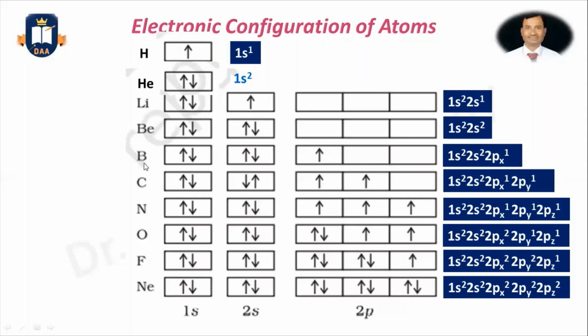For boron, it has 5 electrons. So first 1s and 2s, in that case 1s2, 2s2. Now when the p subshell has come, we know that the p subshell has 3 orbitals, px, py and pz, and in this case the px will be occupied by 1 electron in addition to the 1s2, 2s2. So the whole electronic configuration for boron is 1s2, 2s2, 2px1.